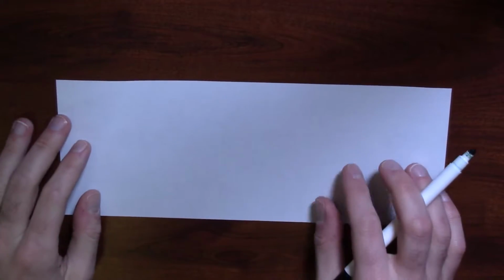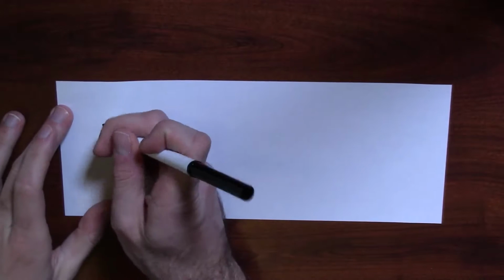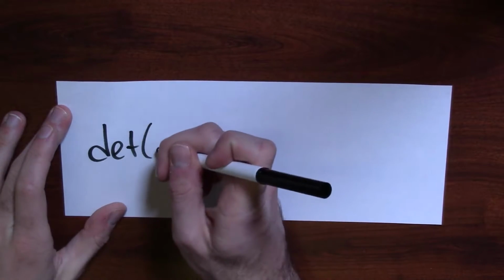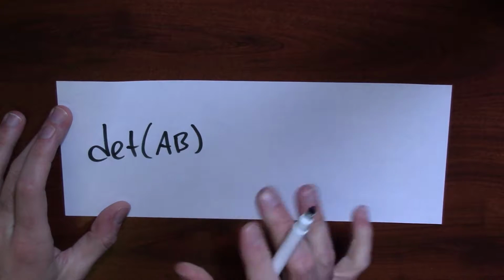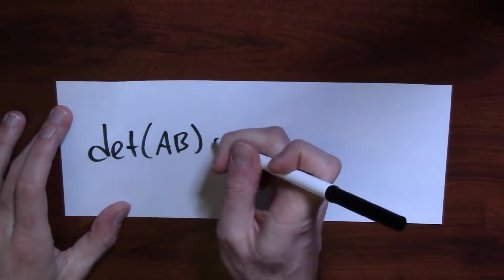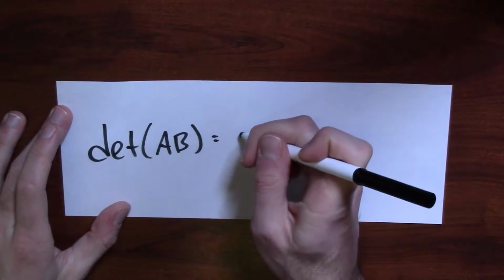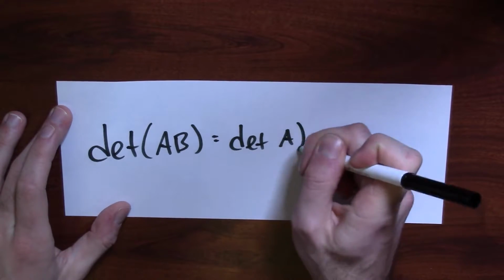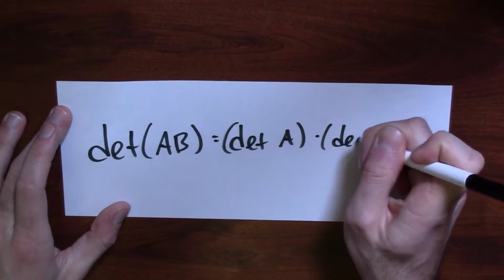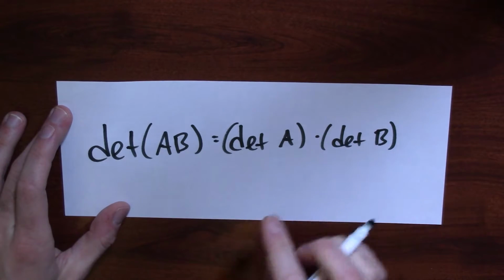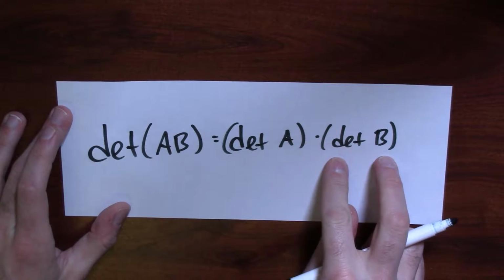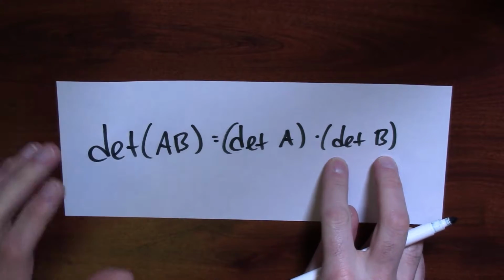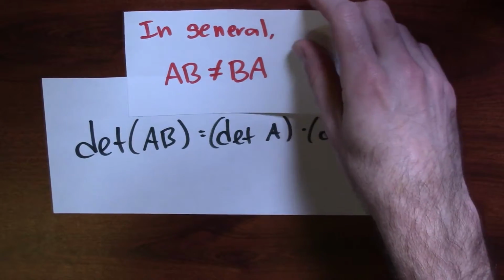Maybe the key property of determinants is this property: the determinant of matrix A times a matrix B, where A and B are both square matrices of the same size. The determinant of A times B is the determinant of A times the determinant of B. In other words, the determinant of a product is the product of the determinants. Why is this really important? Well, here's one reason why it's important.